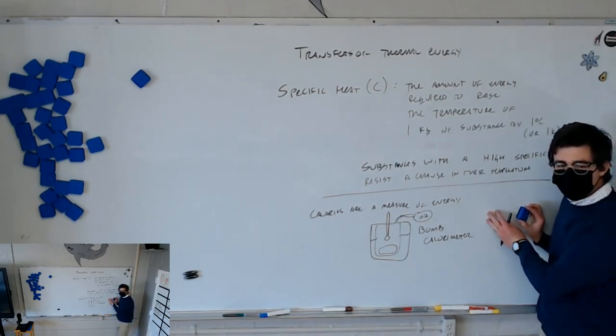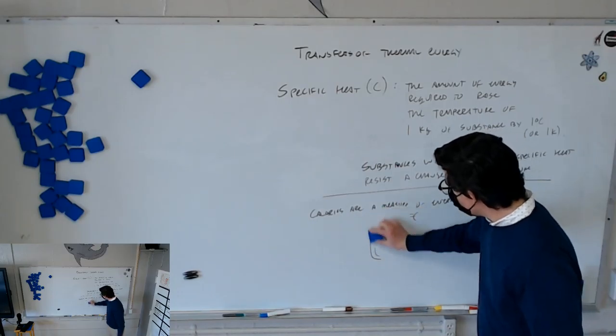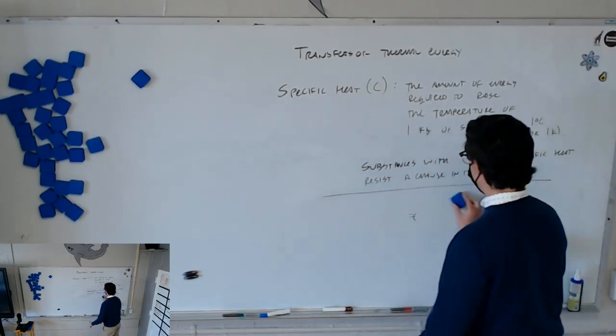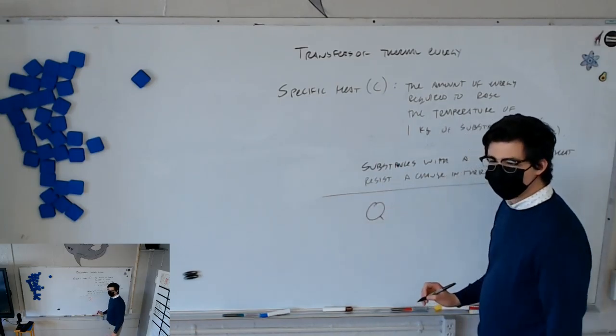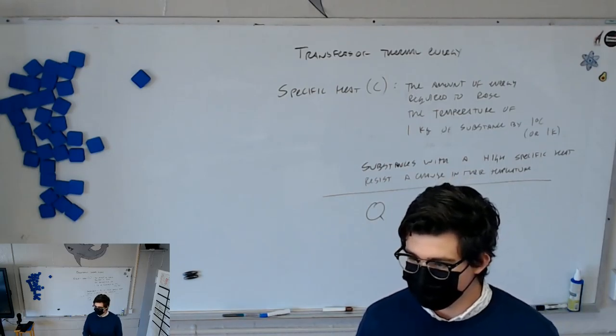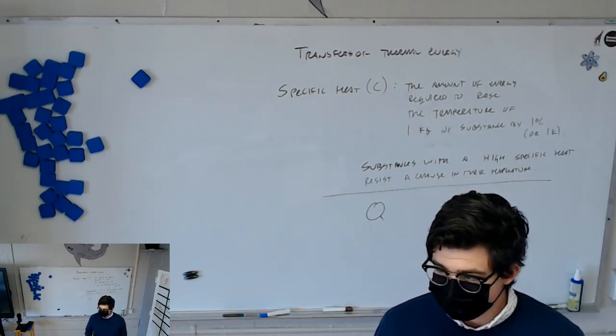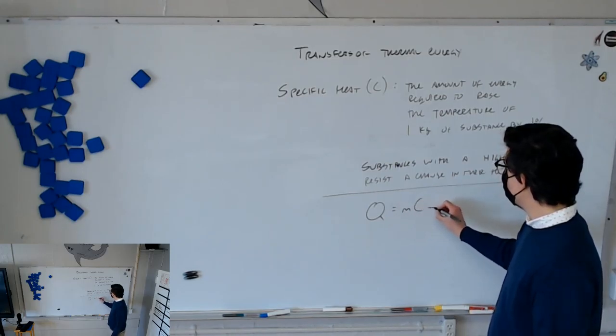Okay, so questions about calorimetry? This process is called calorimetry, to measure calories. Let's talk about how that is done. So here's the math we do with it. Q. What's Q stand for in thermodynamics? You remember? Heat. Q is heat energy. Q equals m c delta T.